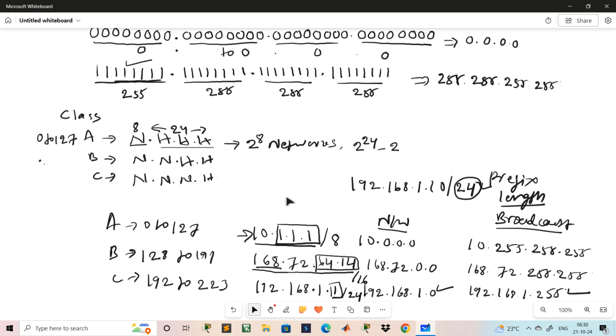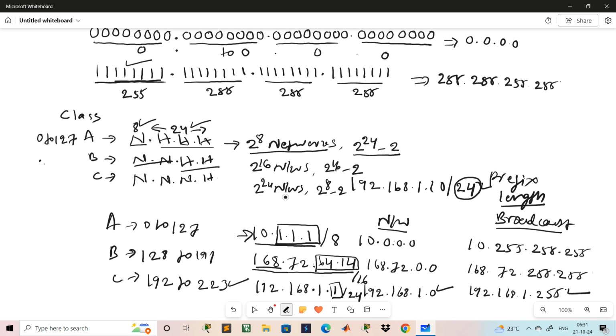Class A, the range will be 0 to 127. Class B, 128 to 191. Class C, 192 to 223. In class A, 8 bits are reserved for network and 24 bits for host. In class B, 16 bits are reserved for network and 16 bits for host. What is the meaning of this? In class A you can connect 2 raised to 8 networks and 2 raised to 24 minus 2 hosts. In class B, 2 raised to 16 networks and 2 raised to 16 minus 2 hosts. Class C, 2 raised to 24 networks and 2 raised to 8 minus 2 hosts.